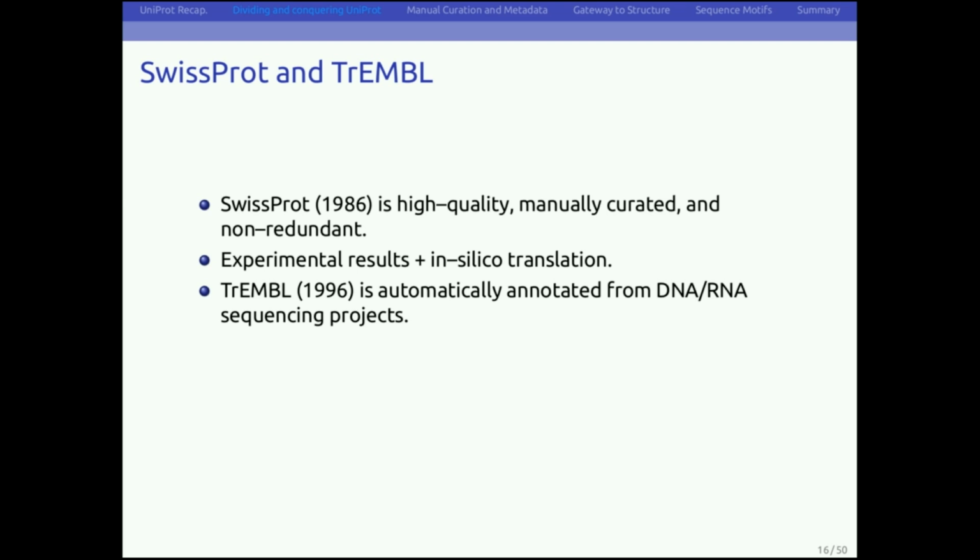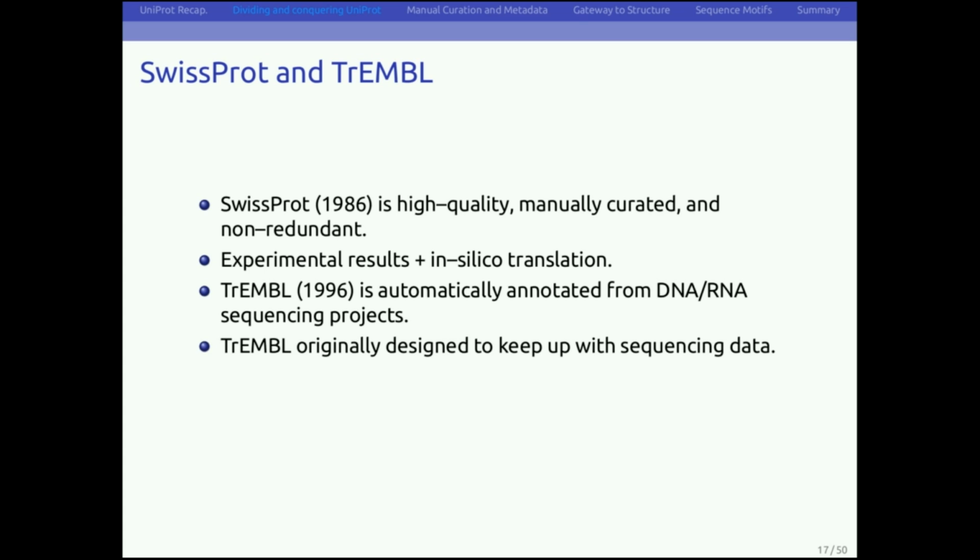And TrEMBL is automatic, so it is composed of a whole bunch of Python scripts and Perl scripts and C++ code that sit there waiting for new DNA and RNA sequences to be entered into GenBank. And as soon as GenBank gets a new release, TrEMBL will pull out all the new sequences and automatically annotate as many of those sequences as it can.